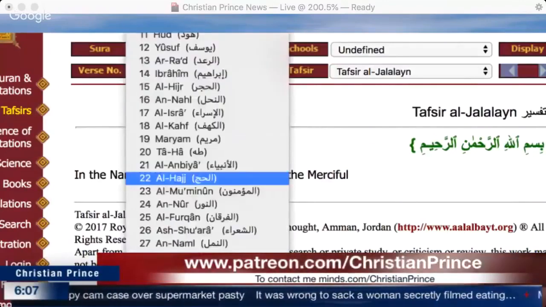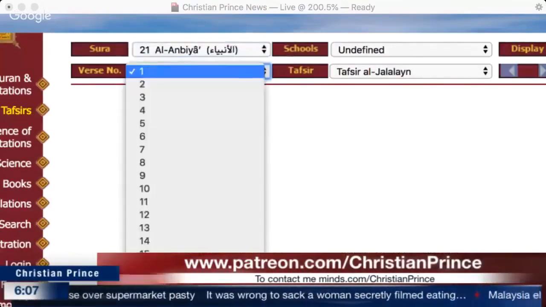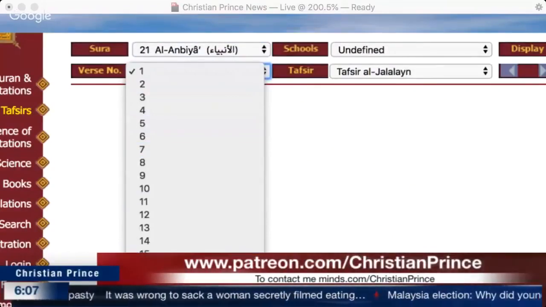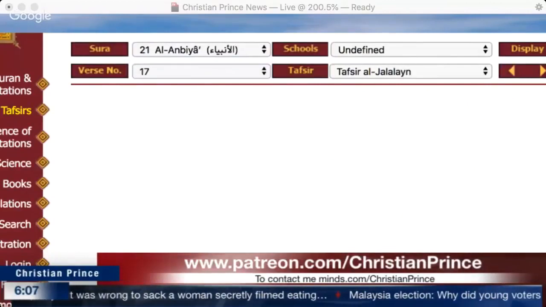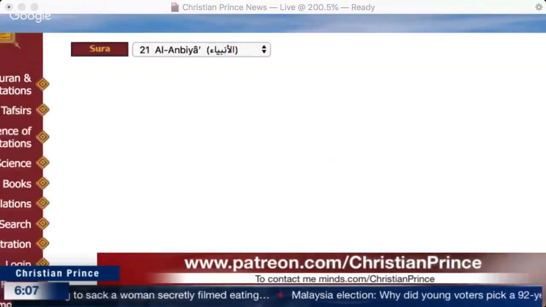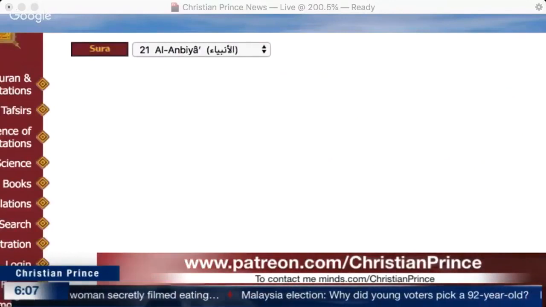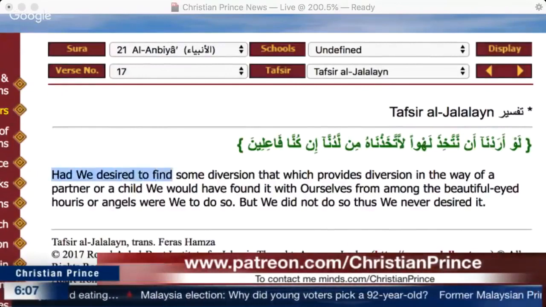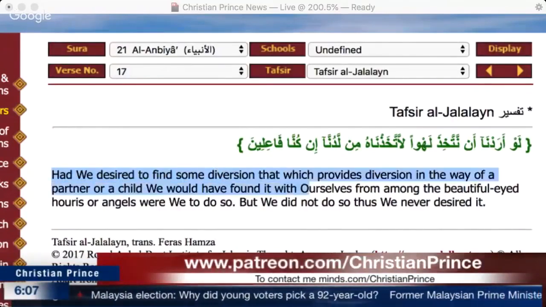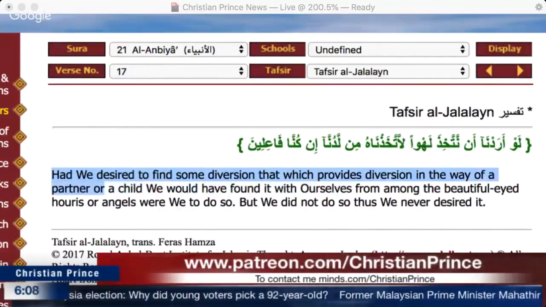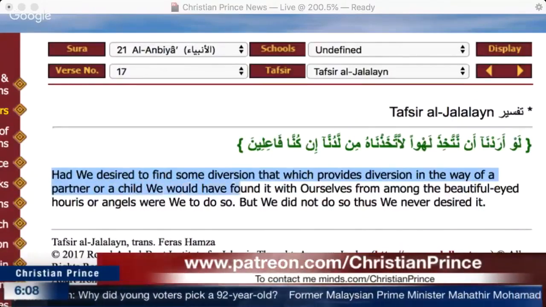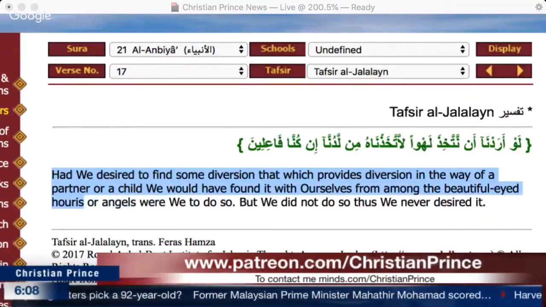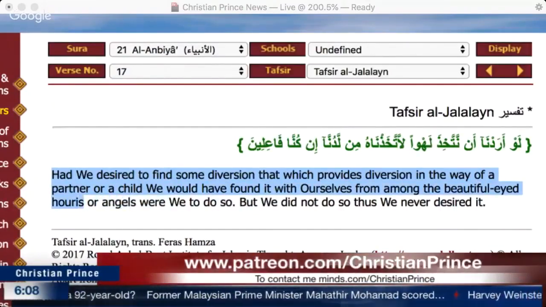Or maybe this could have an understanding, Allah could make something for himself. Some words appear, for somebody who doesn't speak Arabic, to sound the same, but they are not the same, right? However, here the word lahu, in both chapters we are reading from, is about women for fun, generally speaking. So here it says, had we desired to find some diversion, that which provides diversion in the way of a partner or a child, we would have found it with ourselves from among the beautiful-eyed houris. This is lahu, as we said, it's a female.